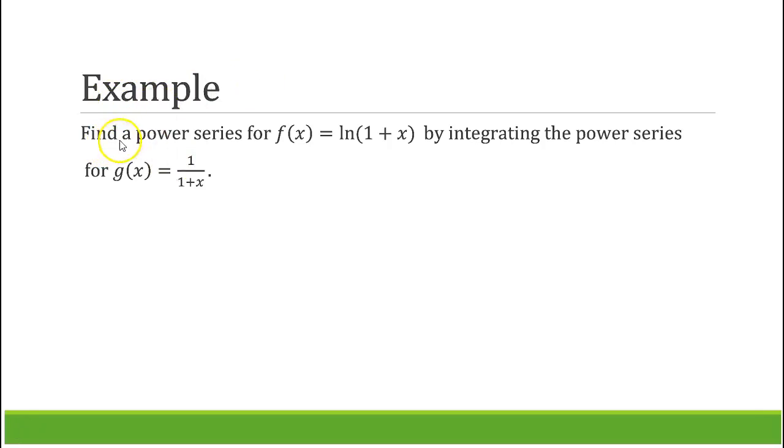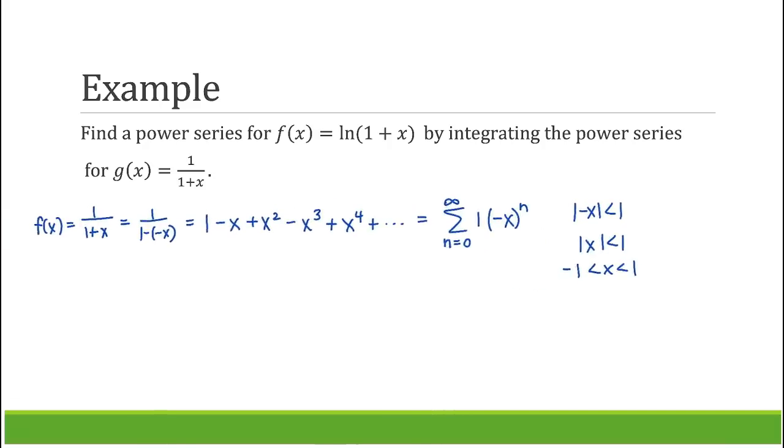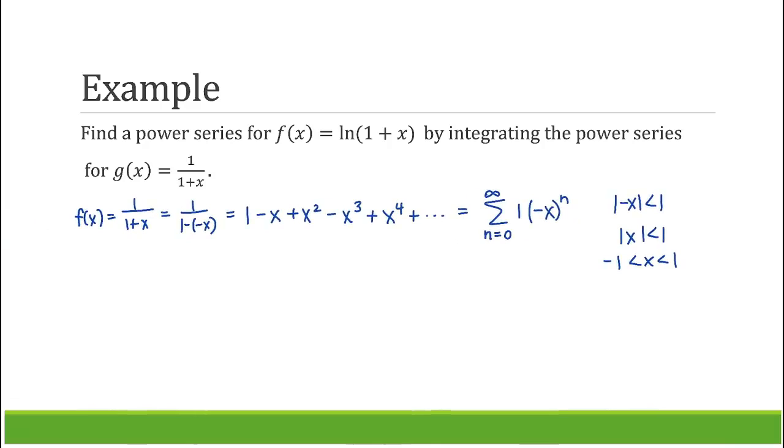In this example, we want to find a power series for f of x equals natural log of the quantity 1 plus x by integrating the power series for g of x, which is 1 over 1 plus x. So this is the exact same series as last time. We're just calling it g of x this time. So I'm going to go ahead and, by magic, replace it with the same work as before. The only difference is that we're calling this g of x this time instead of f of x.